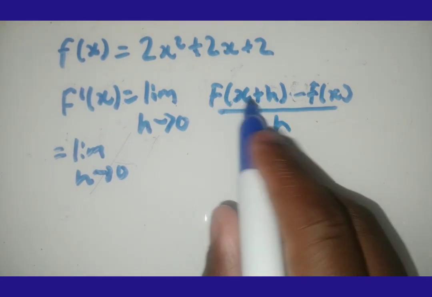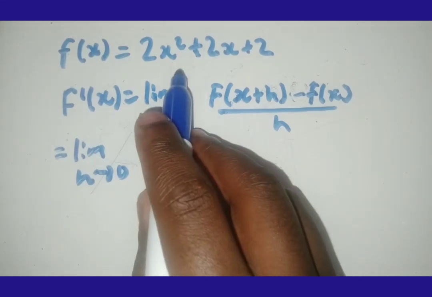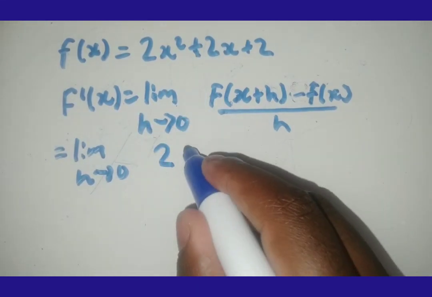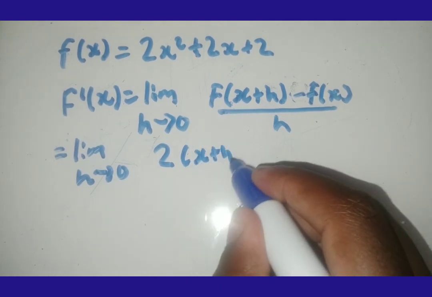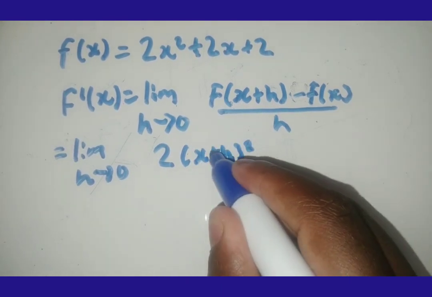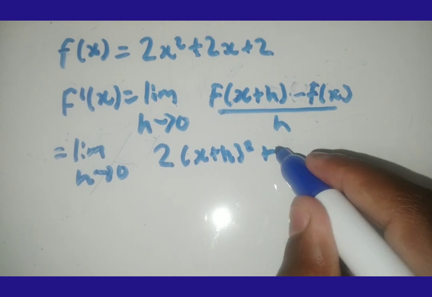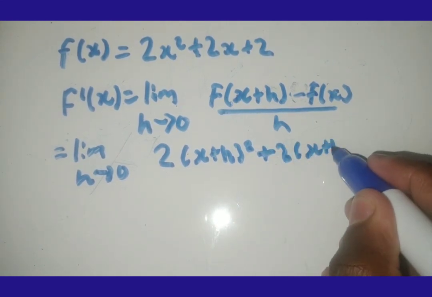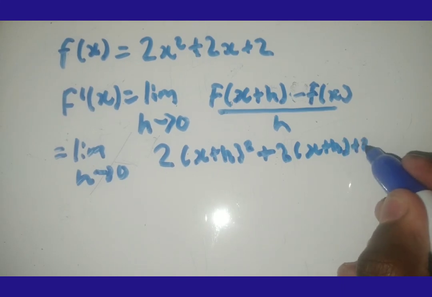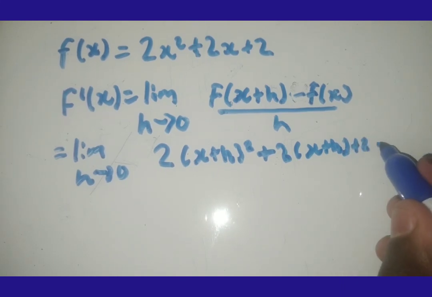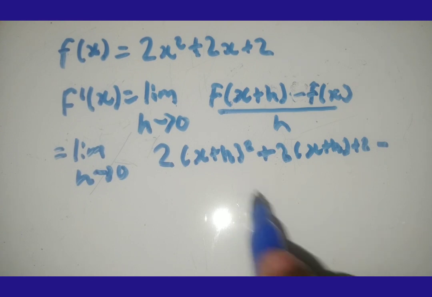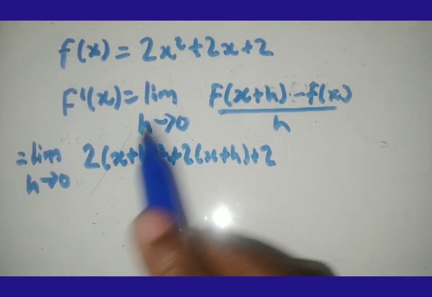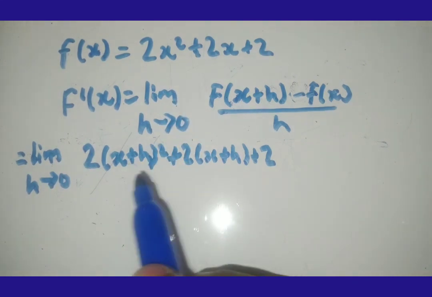Everywhere we see x, we will replace it with x plus h. So I'll write 2, then instead of writing x, I write x plus h. Then plus 2, and instead of writing x again, I write x plus h, and then plus 2. Let me just rewrite this, I just had to create more space.